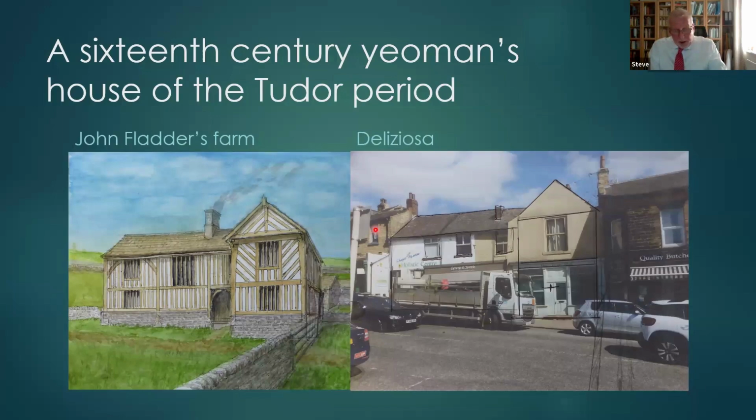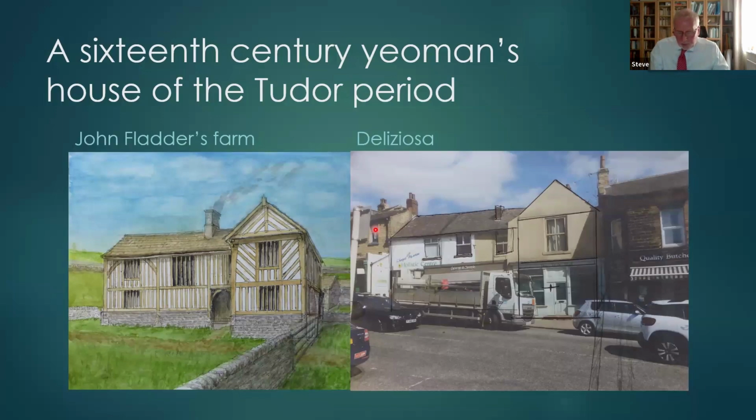He left his farmhouse here to his wife, providing that she did not remarry. What a cheek! If she did, then it was to go to his daughter. Both were to receive £4, 6 shillings and 8 pence, quite a good sum of money, and his son-in-law John Clark a score of ewes. His wife also benefited from a lifetime interest in another plot of land he had on the west side of Leeds, with the rest going to his son William Fladder.